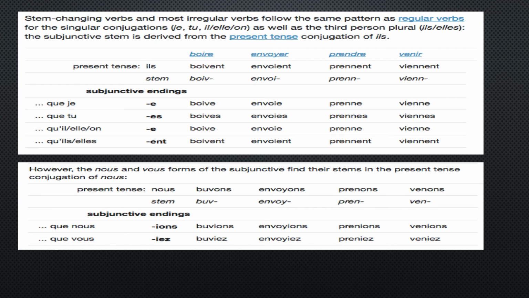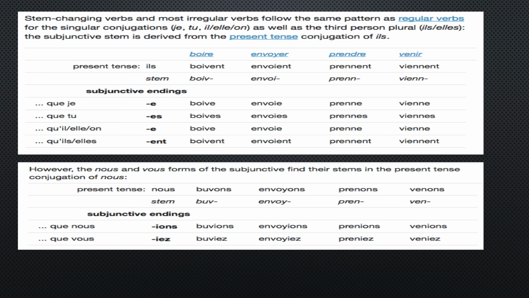Okay, now we get to the fun stuff, the irregular verbs and the subjunctive. And now these are the irregular verbs that have stem changes. There are some other ones that are not on this slide here on this chart. They're just ones that you'll have to learn, but for the most part, they will follow these examples.